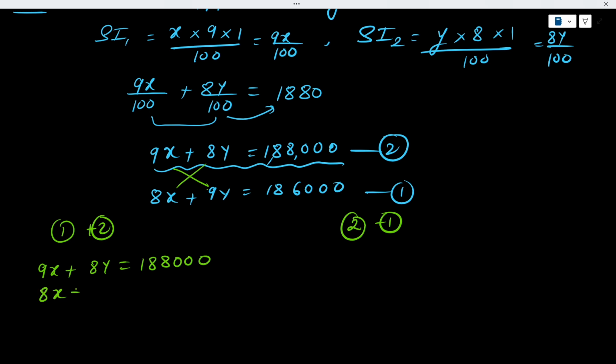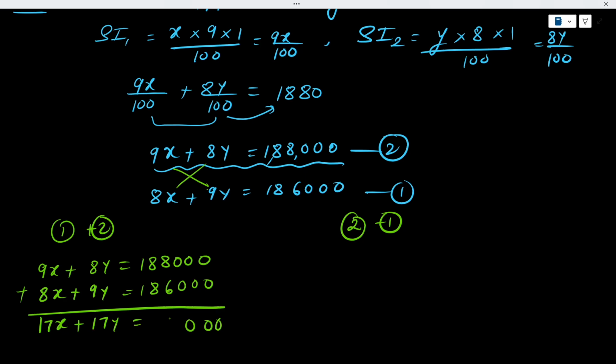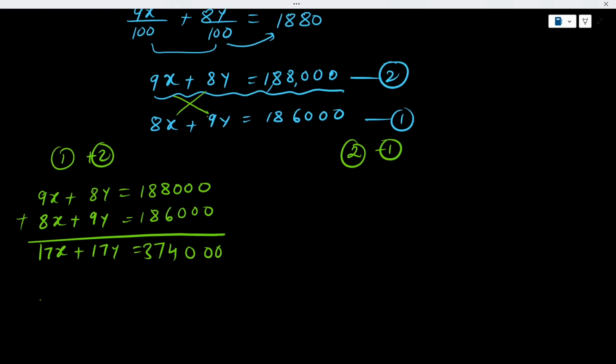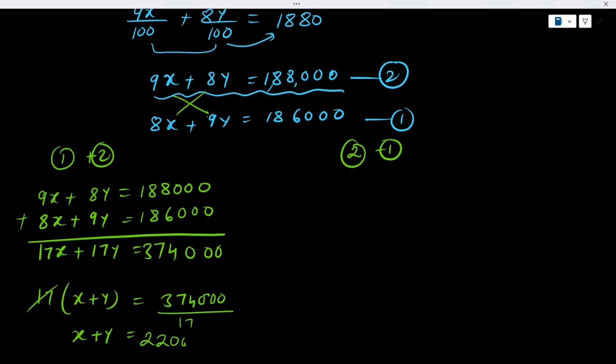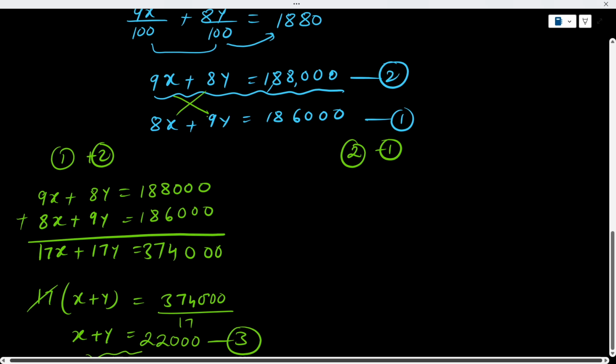So here it is 8x plus 9y is equal to 1,86,000. And then if you add these two equations, you get 17x plus 17y, which is equal to 3,74,000. Now what is the common factor here? 17 times x plus y, which is 3,74,000. If you divide this by 17, how much will you get? 17 times 2 is 34, so this is 22,000. So you can see this has become a smaller value.